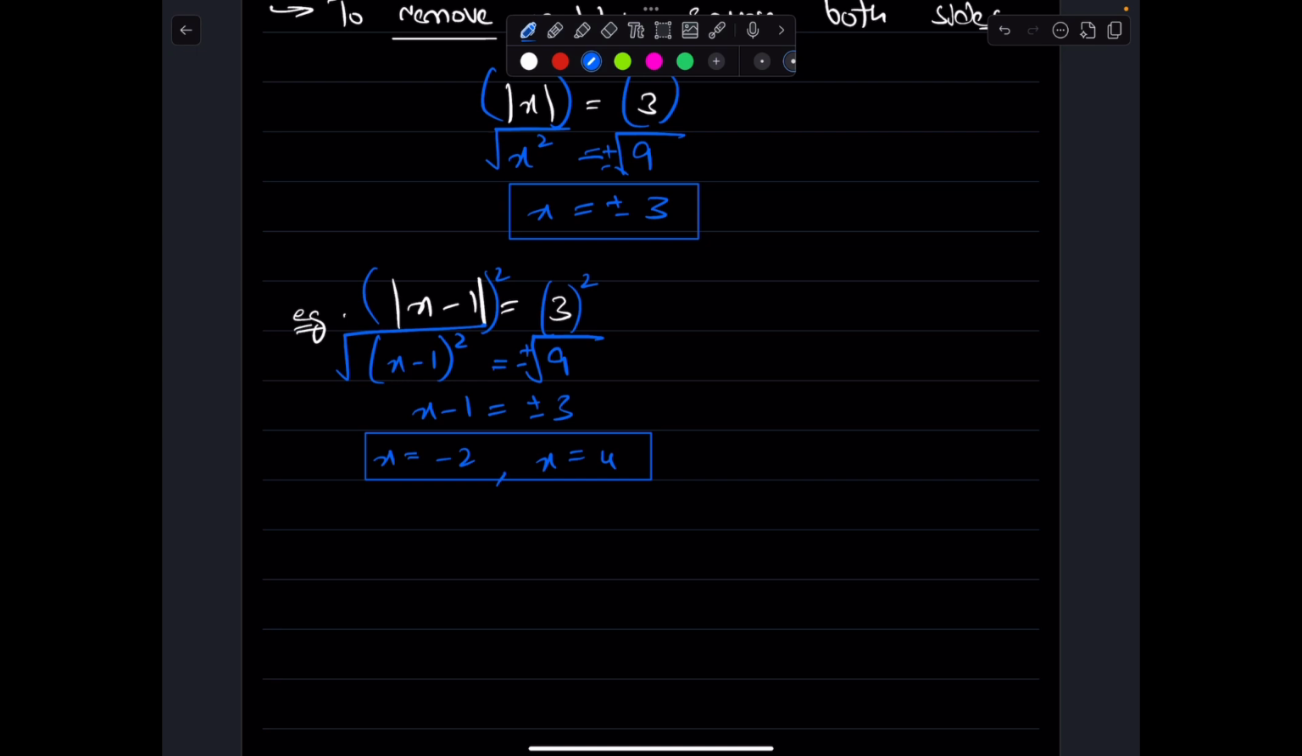There also exists an alternative method, which we learned earlier. That is, if we have x minus 1 inside the modulus, we can use the simple plus minus technique in this case. So we have this, and we get the same values of x again.